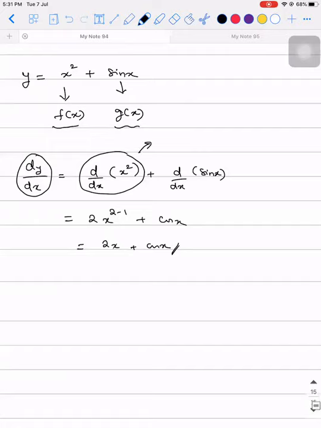Then how will you read this? So d by dx means derivative, I told you. So how will you read this? Derivative of what? What is the function inside? You can just read it out. Derivative of x square with respect to x. Then how do you read this? Derivative of sin x with respect to x.